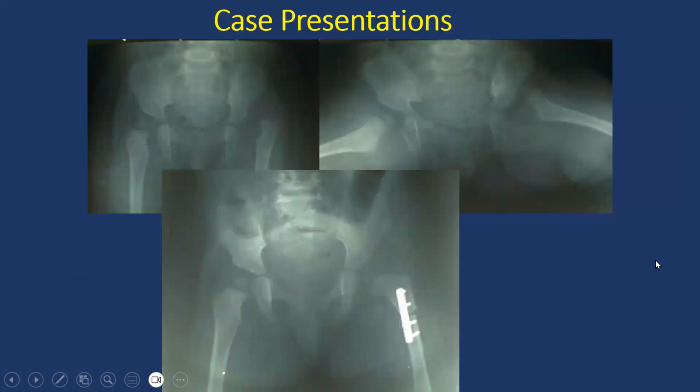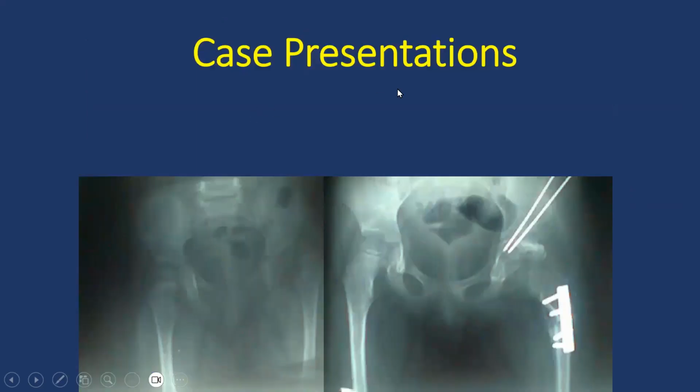Now, let me show you a few cases. This is a patient who came to me having a dislocation. This child was, I think, 3 years of age. These were the various x-rays. I'm sorry about the quality of the x-rays. I looked at the acetabulum. I found that it was of sufficient size.